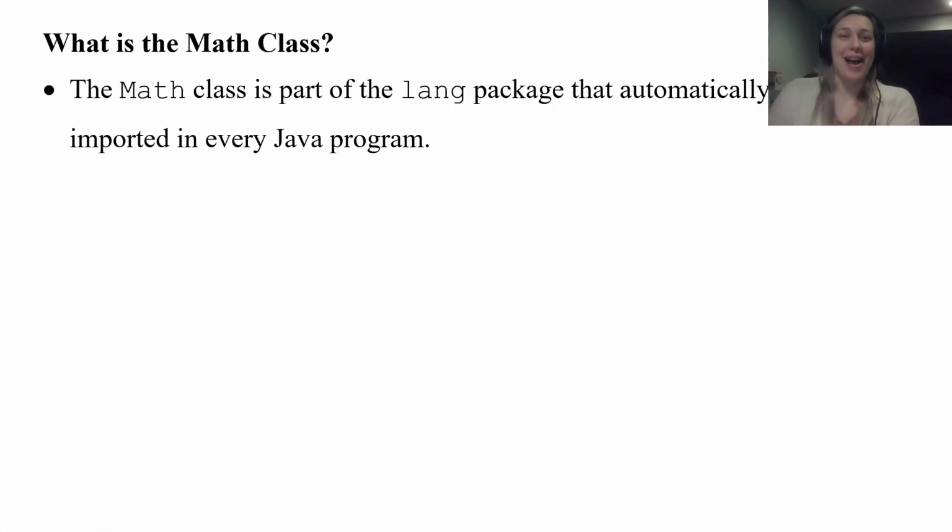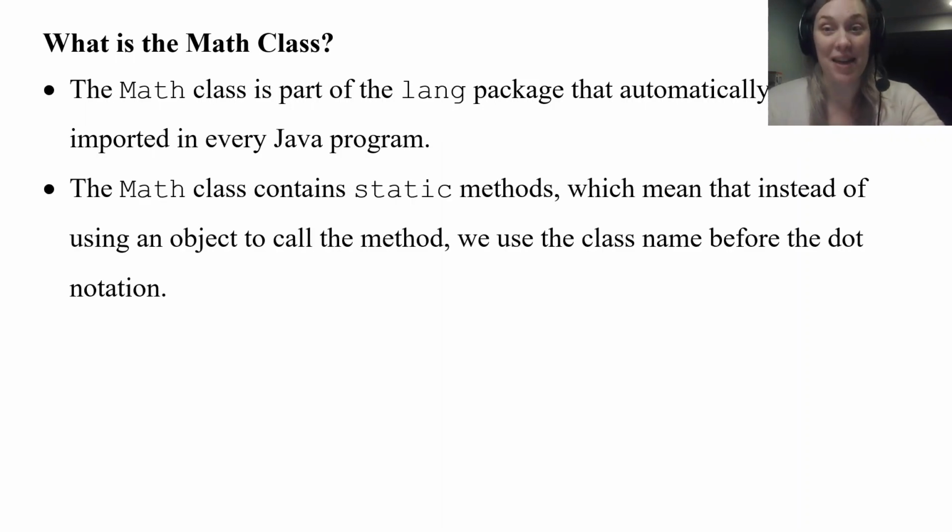So what is the Math class? The Math class is another object class that's part of the lang package that automatically gets imported into every Java program. Now, when I say it's an object class, you actually don't create objects with this class. This class has a bunch of static methods, which means that instead of using an object to call the method, we use the class name before the dot notation. Static methods are segments of code that we want to call on, but we don't need an object to do them.